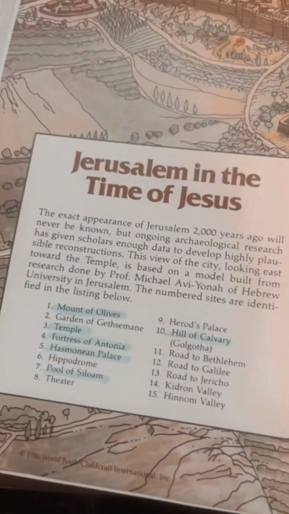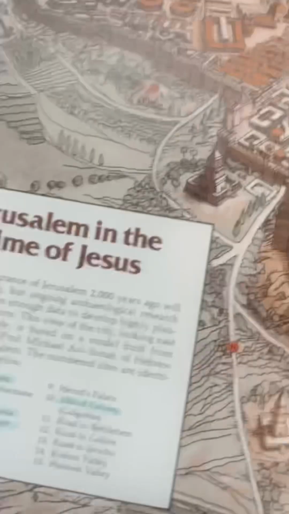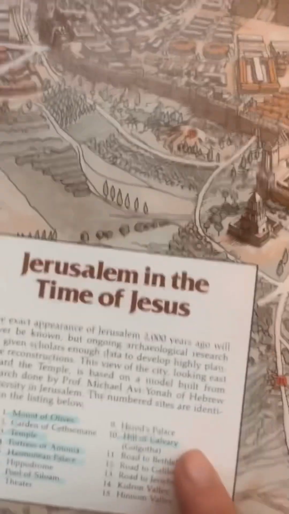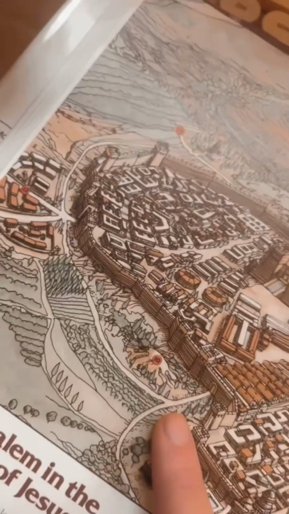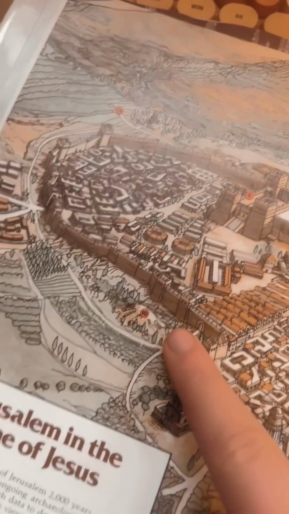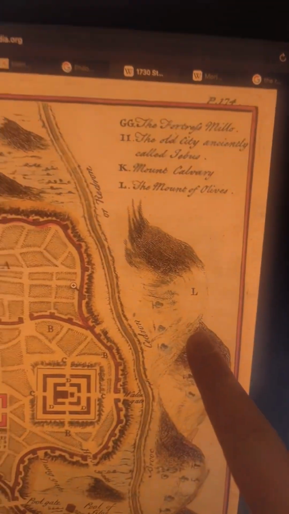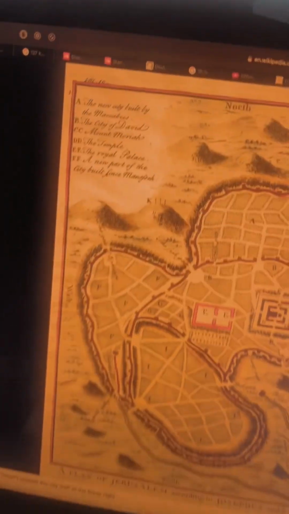Pool of Siloam is right here. Hill of Calvary, number 10. Number 10 is the Hill of Calvary. So 10, Hill of Calvary, and the Mount of Olives.